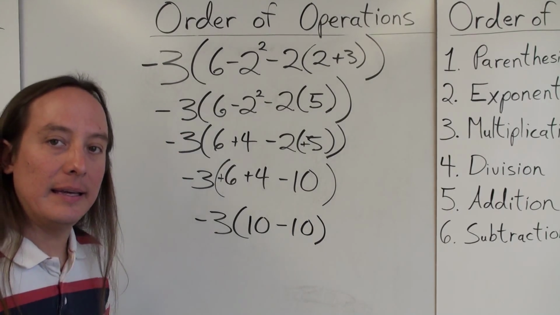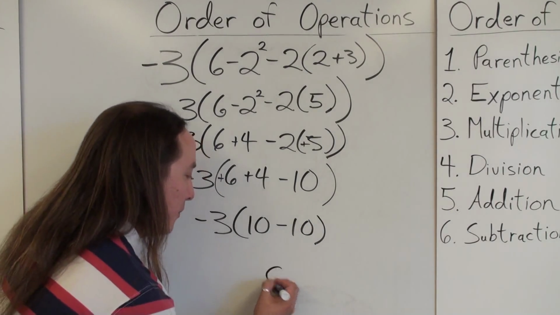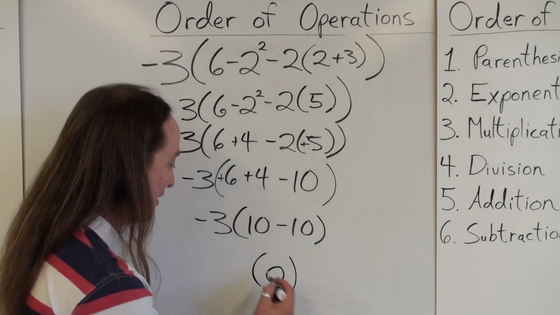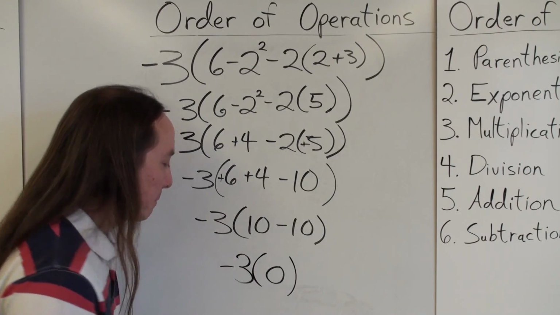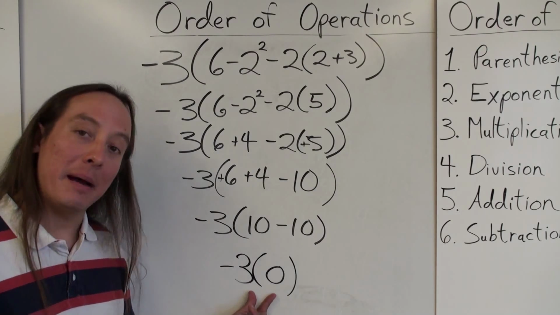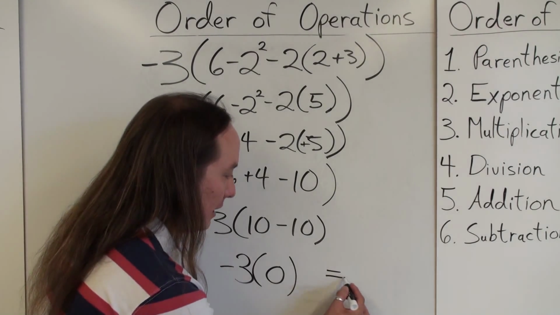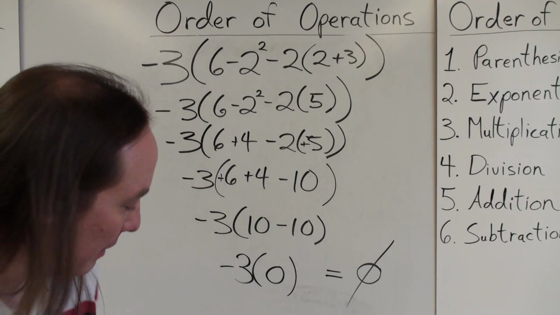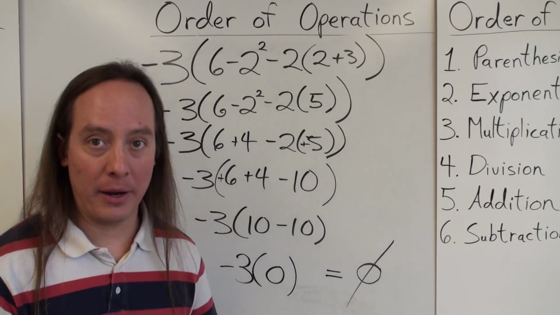I have 10 minus 10, 0. That's a lot of work just to get 0, right? That's a lot of work to get nothing. Okay, I'm laughing. I don't know about you. All right. And then minus 3 times 0, well, that's anything times 0, positive or negative, is 0. That's the last one I have for you right now.